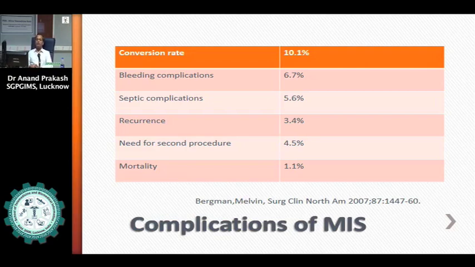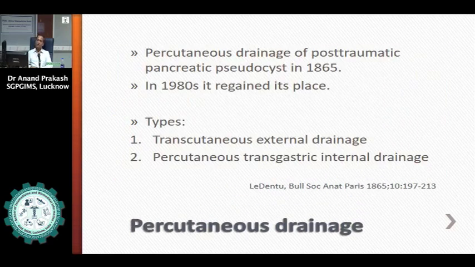Now, what are the complications of minimally invasive surgery of pseudocyst of the pancreas? One review article published in 2007 in Surgical Clinics of North America mentioned the conversion rate from minimally invasive to open surgery is around 10%. The bleeding complication is around 7%, septic complication around 6%, recurrence is just 3%. The need for a second procedure is around 5%, and mortality is just over 1%. This is a fantastic figure, and this is supposed to be the benchmark in the management of pseudocyst of the pancreas.